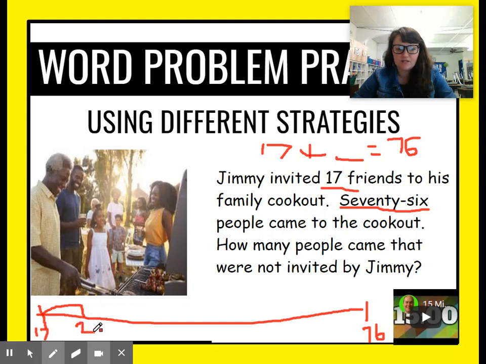We have 27, that's one 10, 37 is another 10, 47 is another 10, 57 is another 10, and then we have 67. Now, if we do another 10, it's going to be 77. That's too many. So now we have to count.